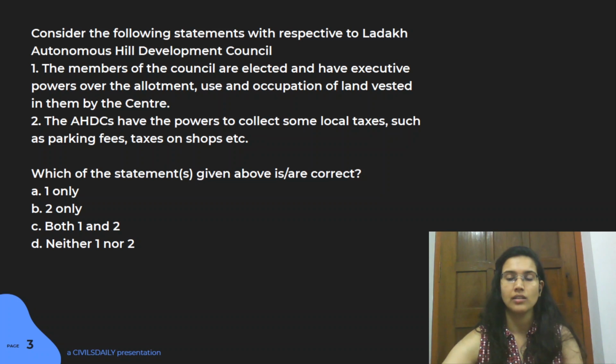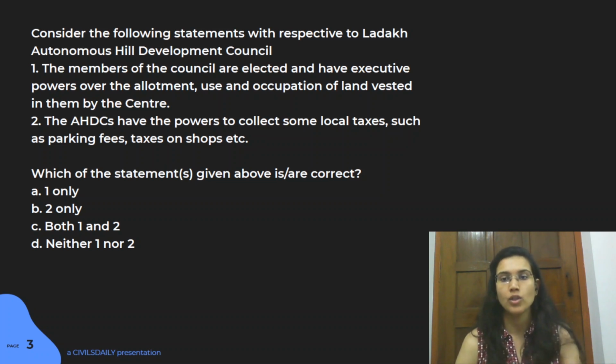One would usually think that if it's an autonomous development council, that would come in under the 6th schedule, but that is not true. This particular Ladakh Autonomous Hill Development Council was actually set up under the Ladakh Autonomous Hill Development Council Act in 1995, and this particular development council, unlike the councils which have been created under the 6th schedule, does not have any legislative powers. So the level of powers is completely different if we compare to the other autonomous development councils that have been made under the 6th schedule, right?